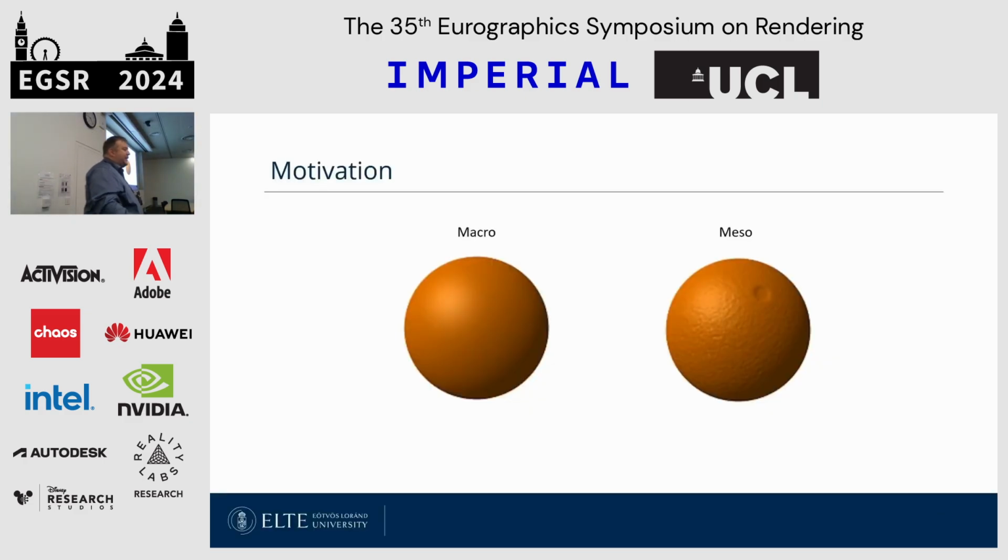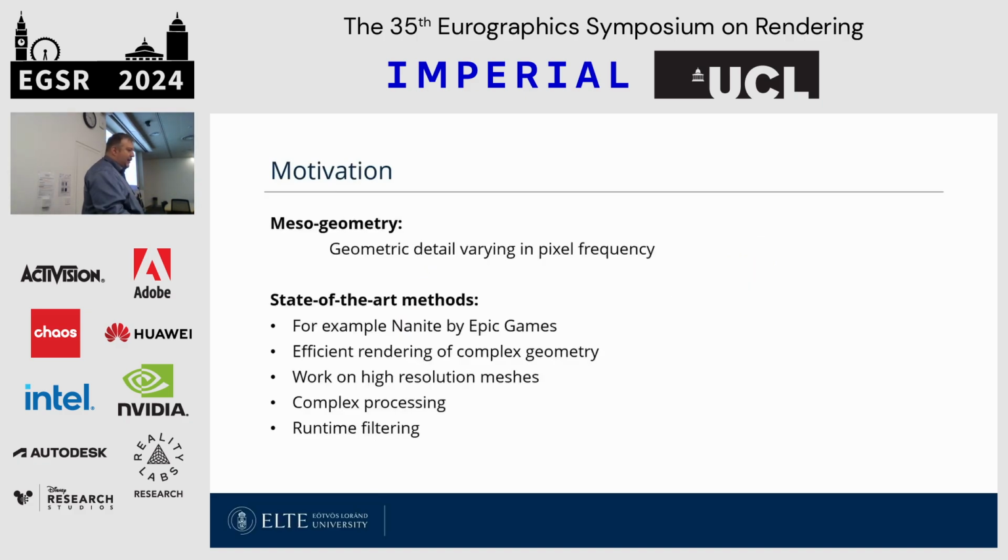In this work, our research interest was mesogeometry rendering. While macrogeometry is usually on the scale of tens of pixels or a group of pixels, and microgeometry is sub-pixel resolution data, usually modeled as a BRDF or such, we call mesogeometry those geometric details which are usually in the realm of pixels.